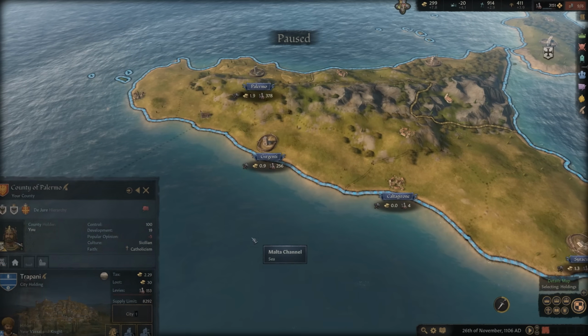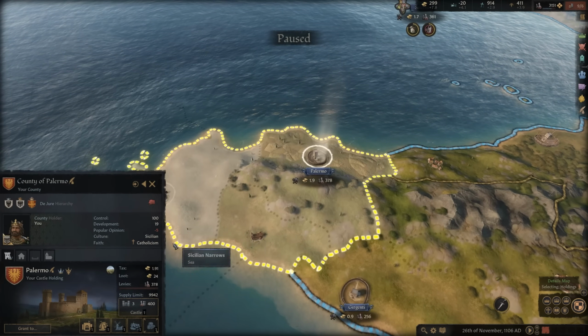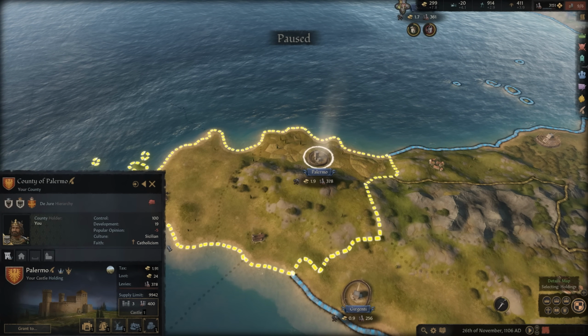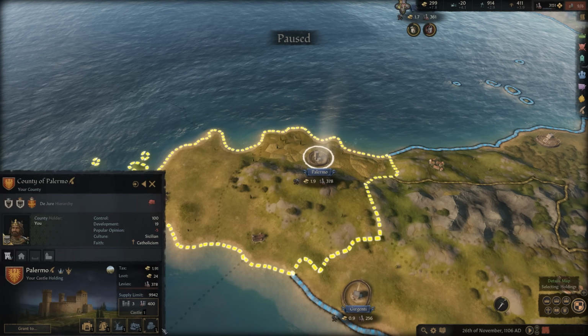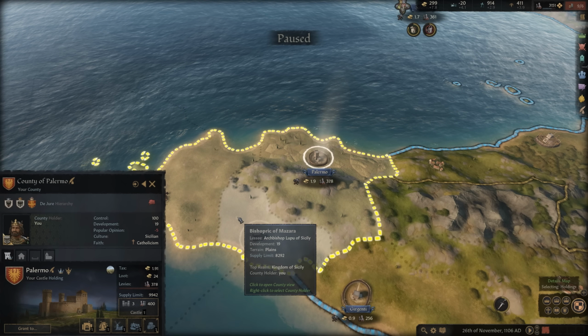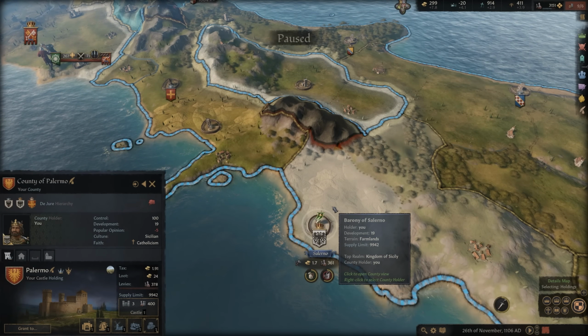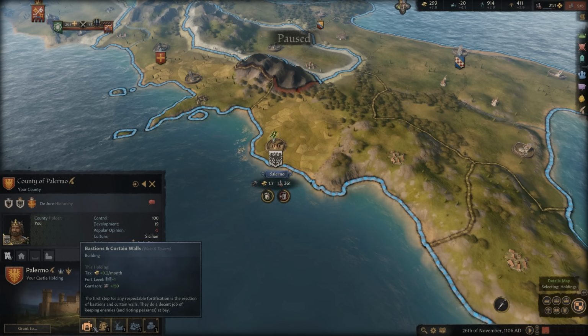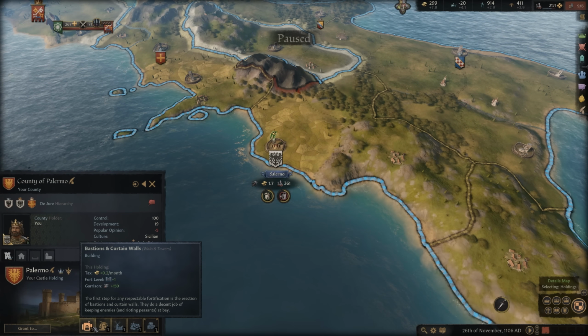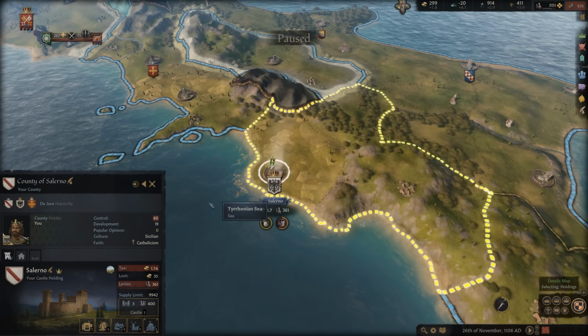So once you have your holdings kind of solidified, you're now going to wonder, how do I build what? What do I do here? What I would really tell you is it's dependent upon you and your playthrough. Right now, this is my capital, Salerno. So I'm probably going to want to build a defensive fortification like bastion and curtain walls.